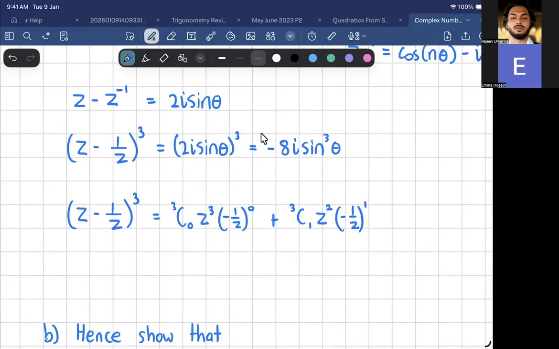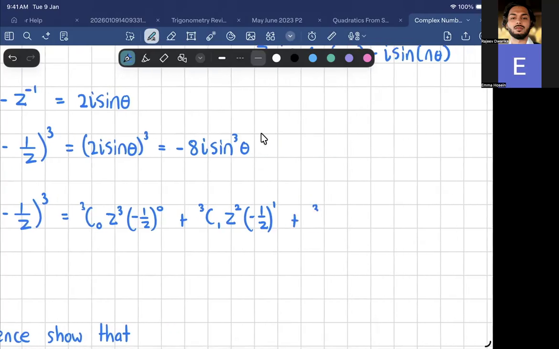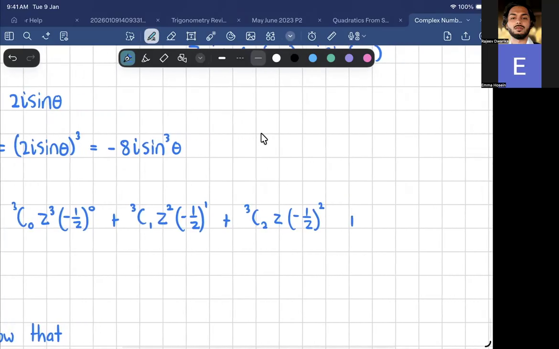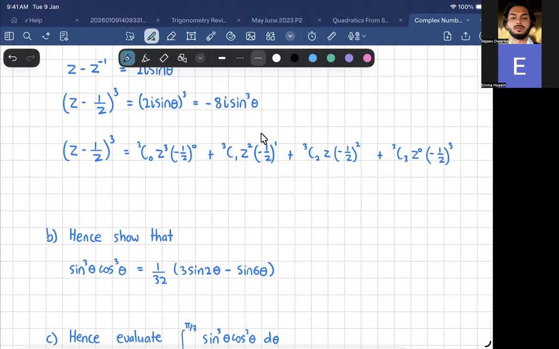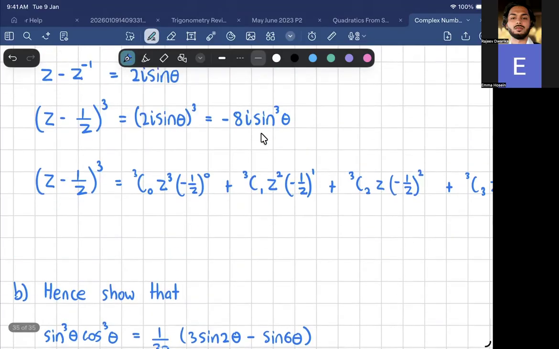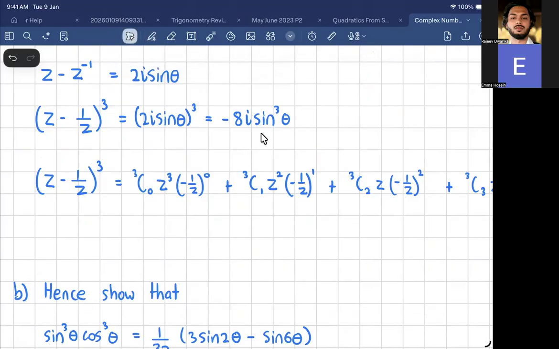And then plus 3C2, and you'll have z by minus 1 over z squared. And then plus minus 1 over z cubed. Well, it'll be 3C3, but we know that will be 1. That'll be z to the power 0 minus 1 over z to the power 3. And we know that z minus 1 over z to the power 3 was the minus 8i sine cubed theta.